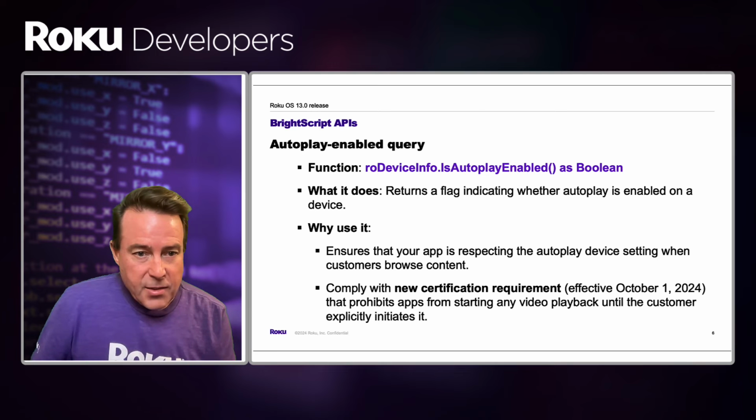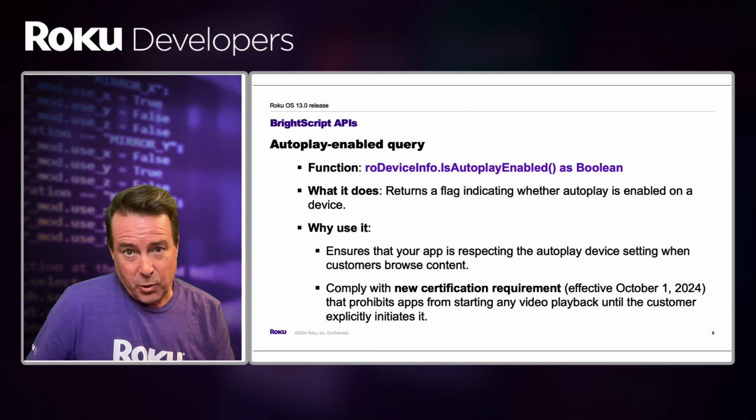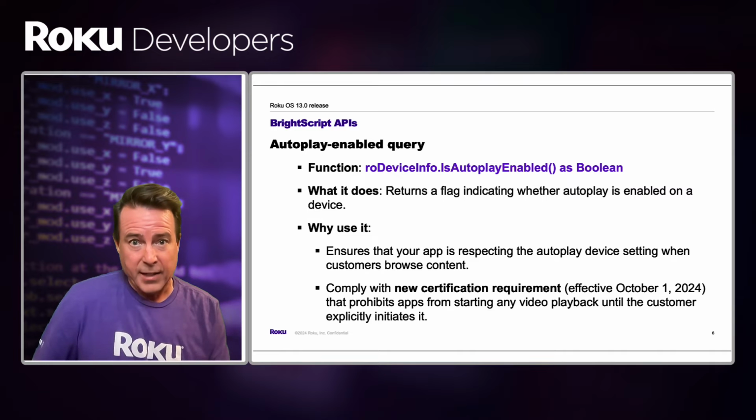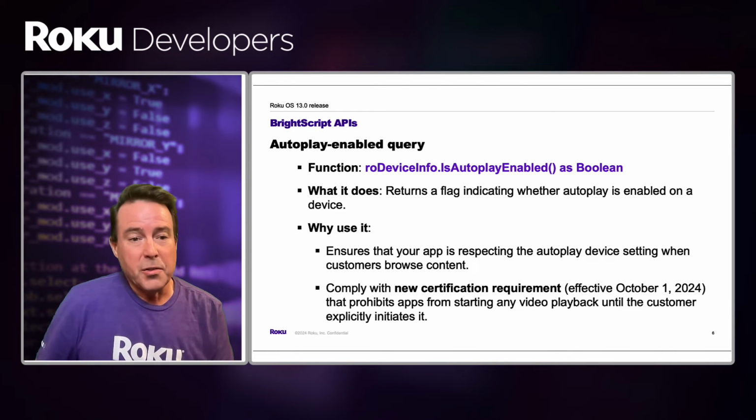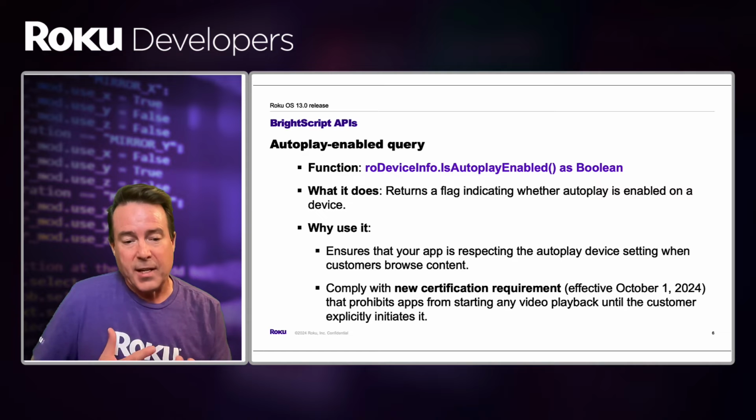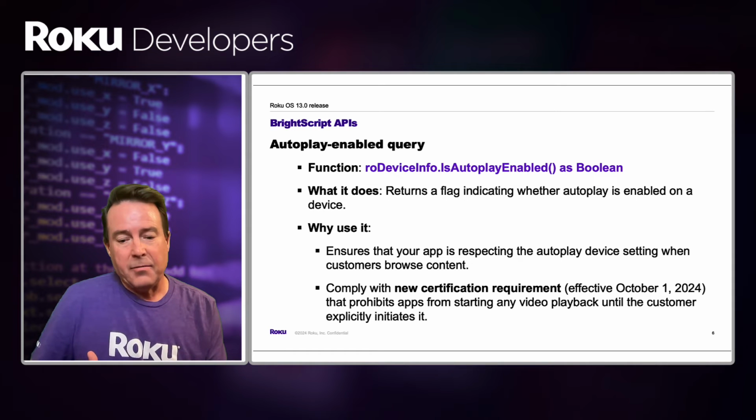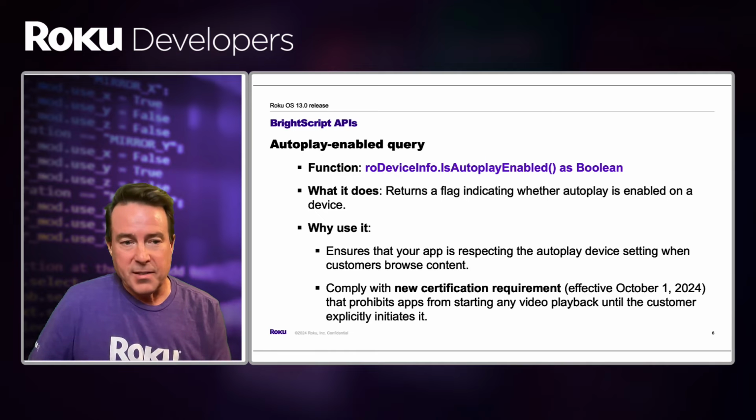The next API is RO device info is autoplay enabled. This will get a system level setting of whether the user configured autoplay at a system-wide level. This is to support a new certification requirement we're going to have in the fall. We are going to require apps that have autoplay to have users opt into that autoplay, either at the app level or at the system level.